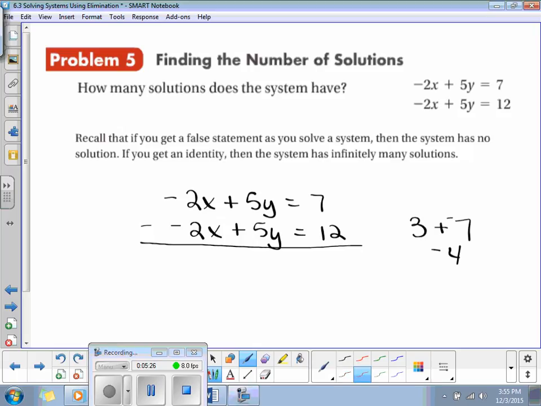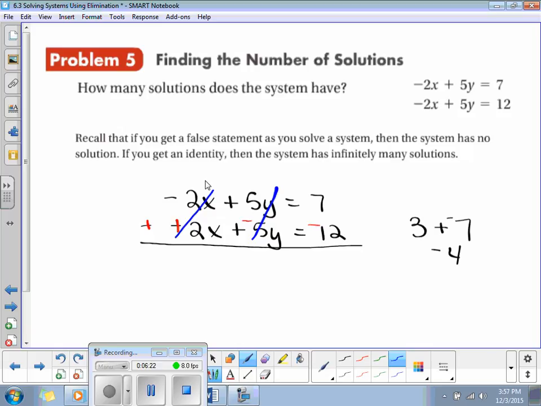So, leave the first equation the same. This minus becomes plus. This negative becomes positive. This positive becomes negative. And this positive becomes negative. Now it's the way I like it. So now we can just add the equations. So, negative 2x plus 2x. So we have negative 2 plus a positive 2. That cancels out, right? We've got positive 5y plus a negative 5y.